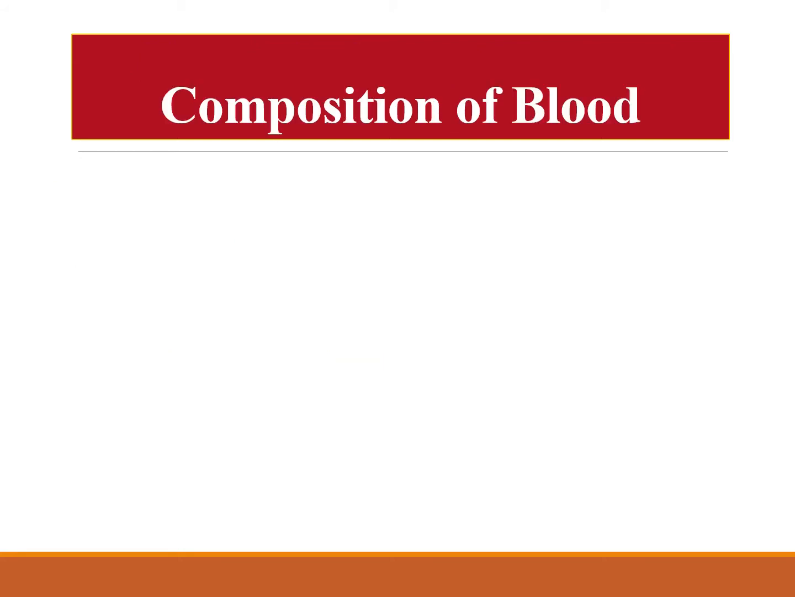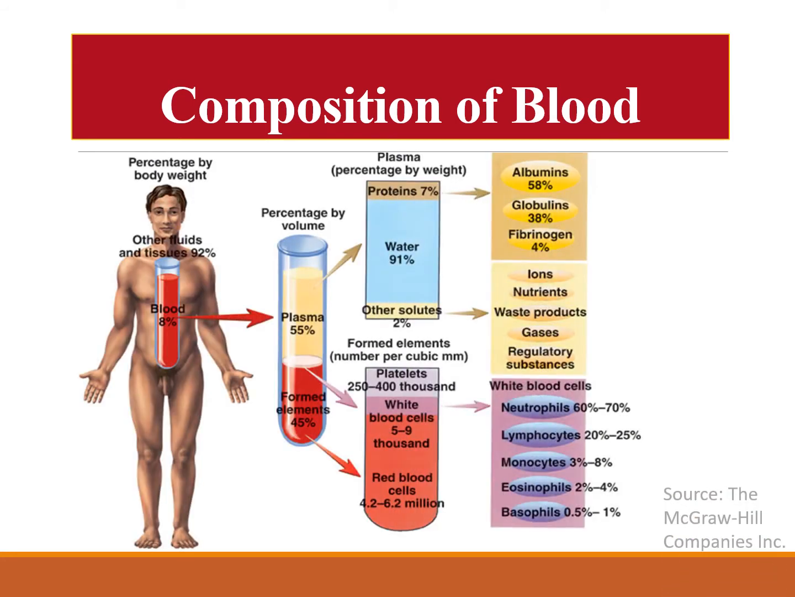Now we'll move on to the composition of blood. The following figure clearly illustrates that the blood contributes to around 8% of the total body weight. When we see about the percent by volume ratio, the plasma contributes to 55% and formed elements to around 45%. In the next slide, we will study regarding the composition of plasma and formed elements.